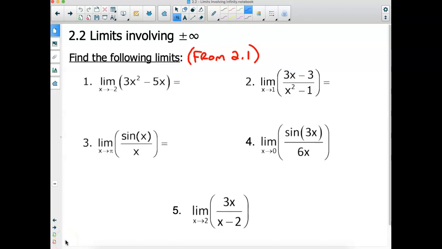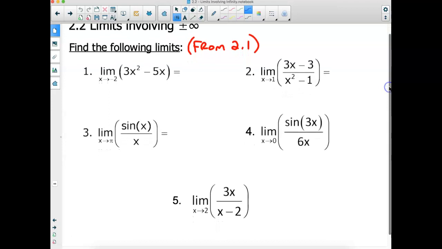Chapter 2.2, limits involving infinity. But before we get into that, what I'd appreciate is if you hit pause and try to do these first 5 problems. And once you're done, come on back and I'm going to work them out. Okay, so if you hit pause now, work them out. I'm going to continue to work the problems.